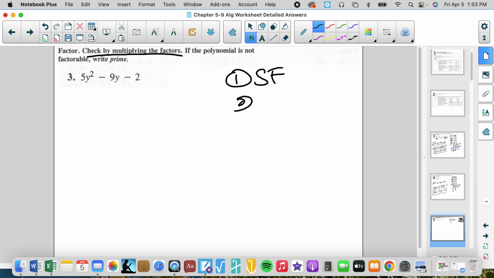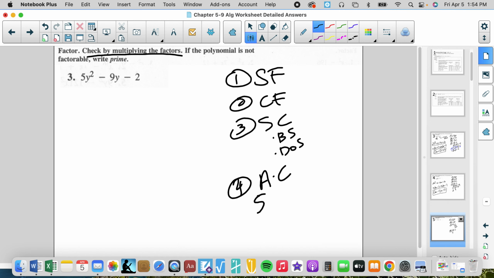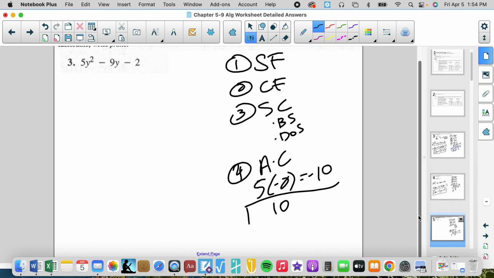Standard form, yes. Common factor, no. Special case, no. Special case meaning binomial square or difference of squares, no, no. A times c. A is 5, c is negative 2. We get negative 10. Factors of 10 are 1 and 10, 2 and 5. Signs are different. Negative means signs are different. Meaning what? It's either going to be positive negative or negative positive. And this tells us that the bigger is going to be negative. So bigger of the two factor pairs.